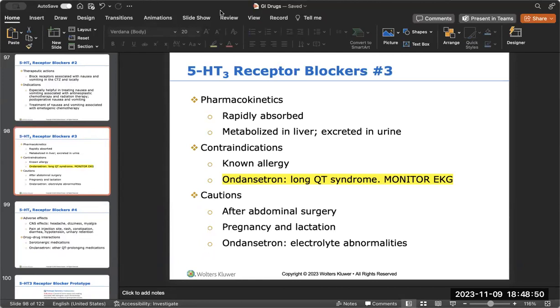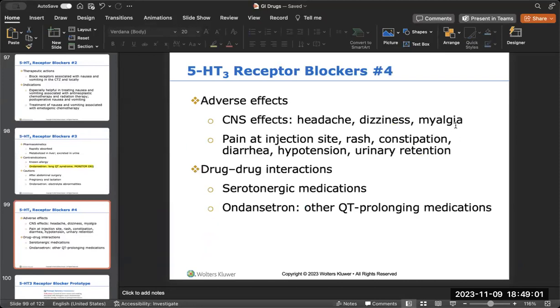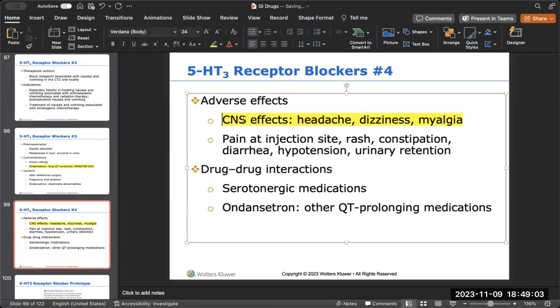We don't want to give this to patients who are pregnant, and it can also cause electrolyte abnormalities, so we really have to be careful. But like I said, ondansetron or Zofran is the most commonly asked one. Once again, a CNS acting drug, which means CNS adverse effects, okay? We could also get pain because it could be an injection. So we might get pain at the injection site, like a rash and things like that. It can cause hypotensive effects, but the main thing is that it can cause prolongation of the QT interval.